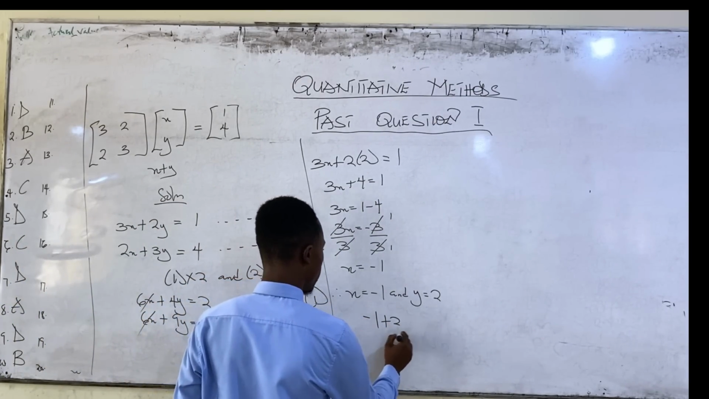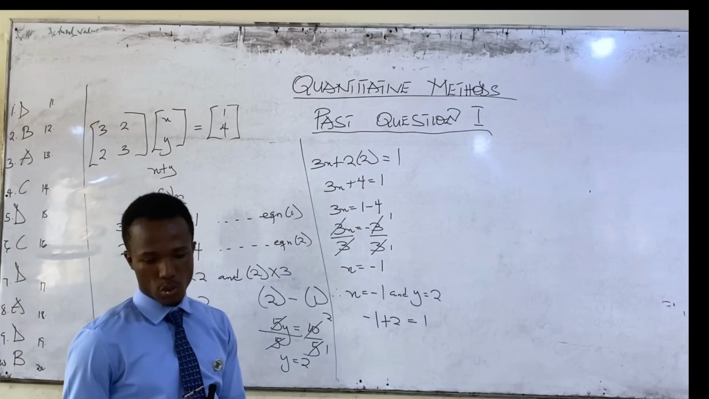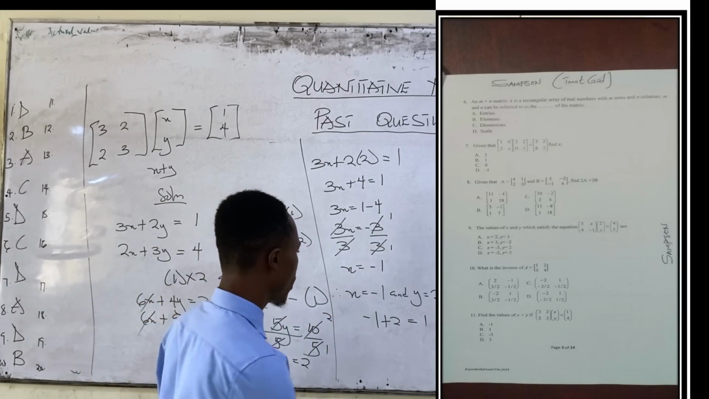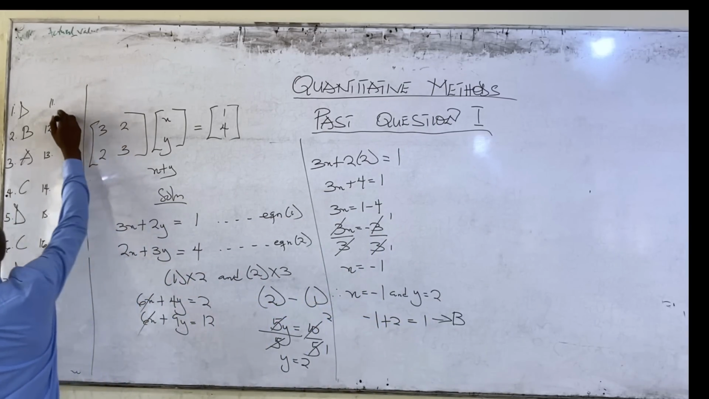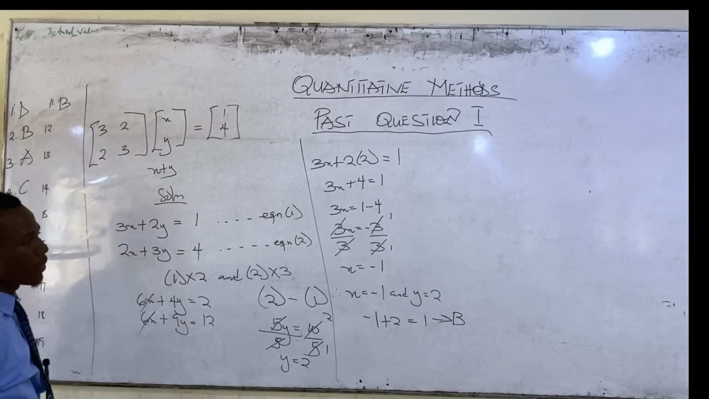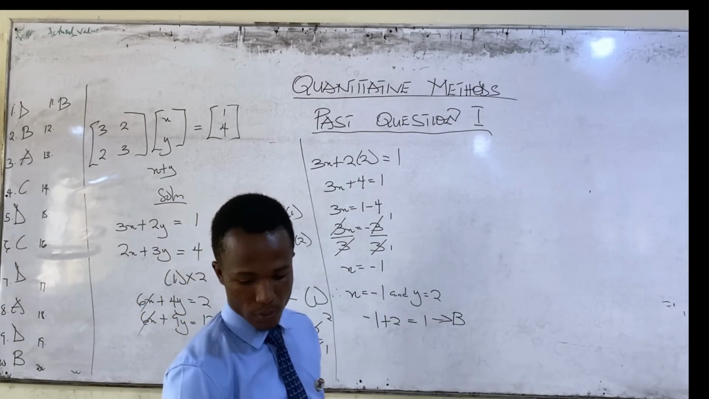We have what? Positive 1. Okay, and so the answer is B. Positive 1, B. Okay, question 11 is B. Now let's move on to question 12.